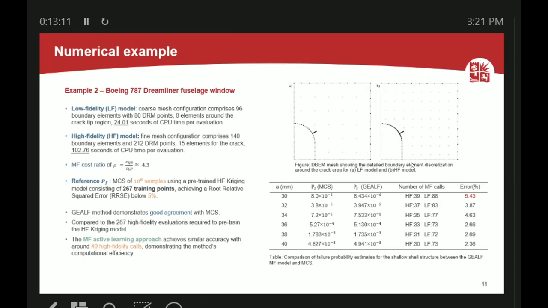So you can see that, varying the crack from 30 to 40, the maximum error we found is 5.4%. This, for a small failure probability, is still a bit challenging, but it's a good level of accuracy. In terms of the number of runs of the high fidelity model, it is almost around 40, compared to the traditional pre-trained surrogate model approach, which needs 267 to achieve a good level of accuracy. This is a significant reduction in the computational cost.